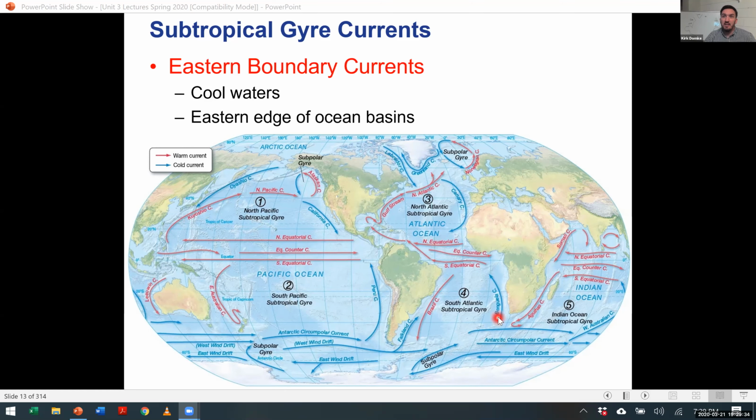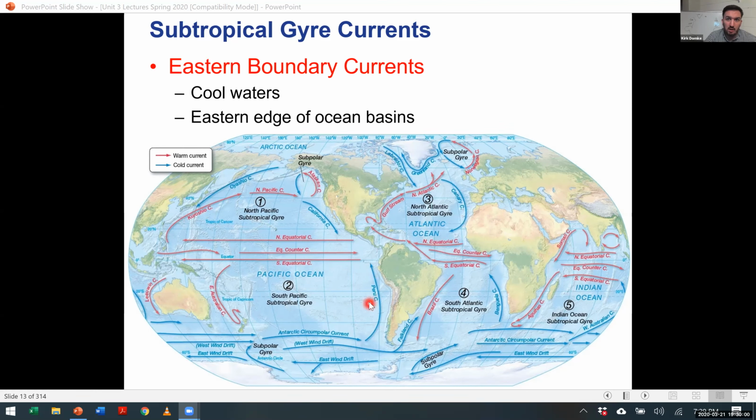And then lastly, we have the eastern boundary currents. All of these gyres have these eastern boundary currents. In the North Pacific, it's called the California Current. That's the current that's off the coast here of California. The North Atlantic has what's called the Canary Current. It flows right where I'm going to put the red dot. There's a little chain of islands right there called the Canary Islands. The current flows right through them, so that's where it gets the name.